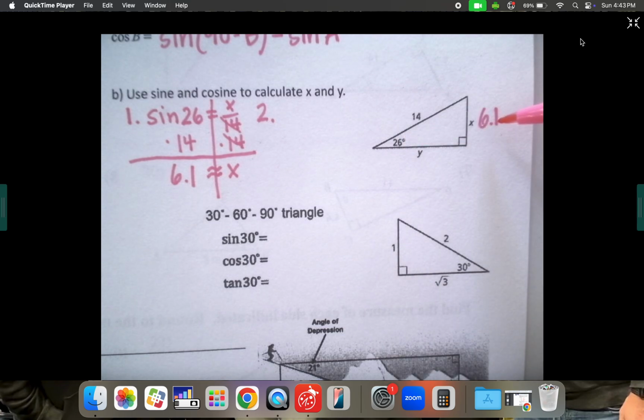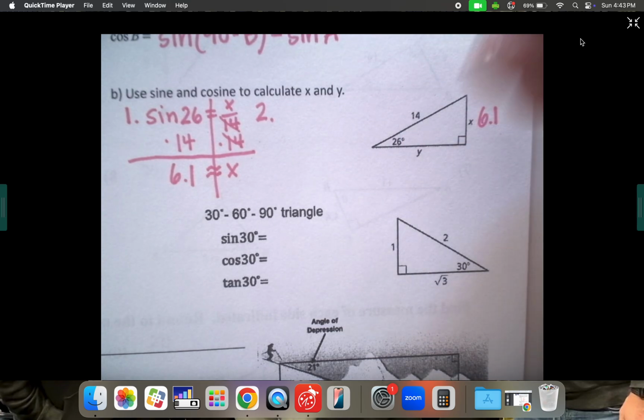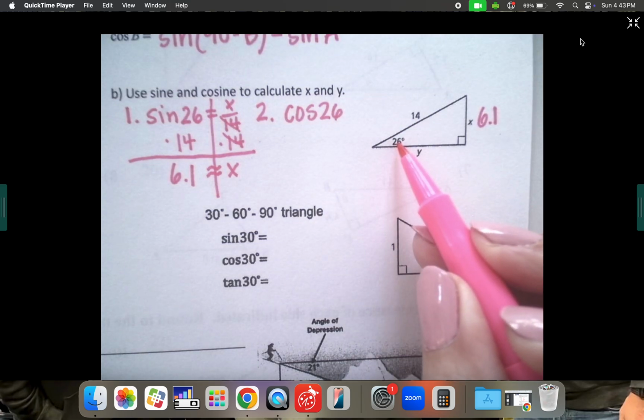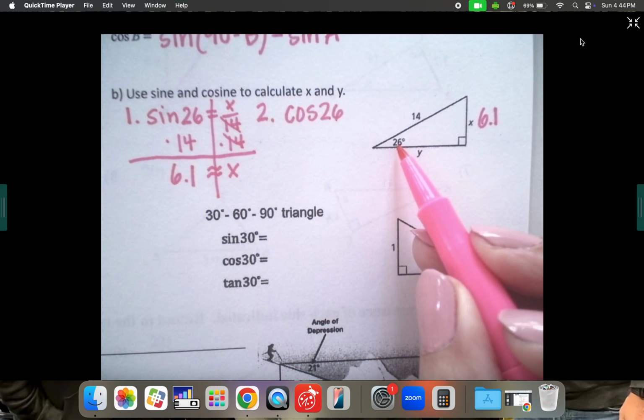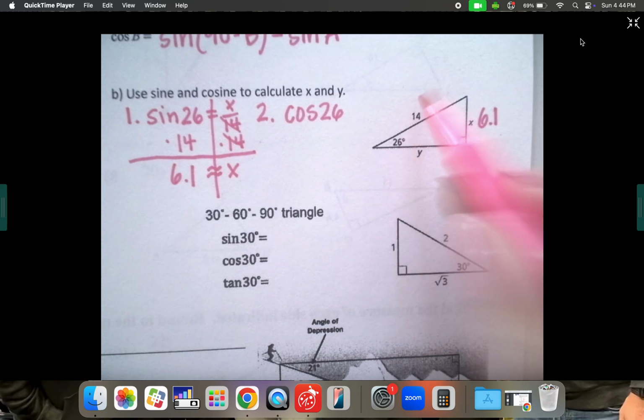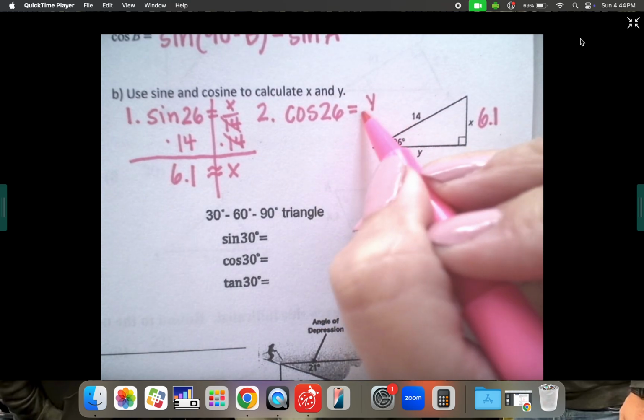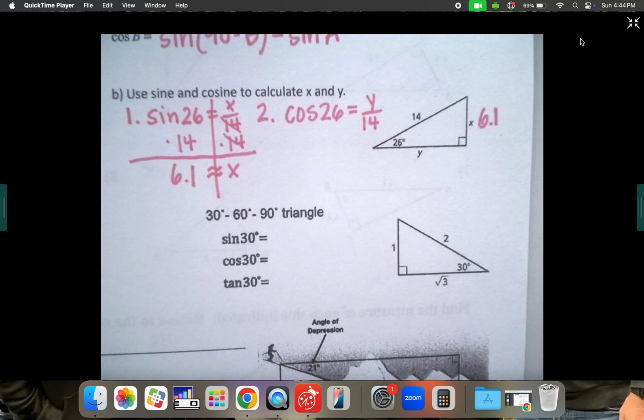Let's just use cosine for this one. So we'll do cosine of 26 degree angle. We'll keep it with our 26 degree angle because cosine is adjacent still over hypotenuse. So we're still just y over 14. So really this doesn't matter.